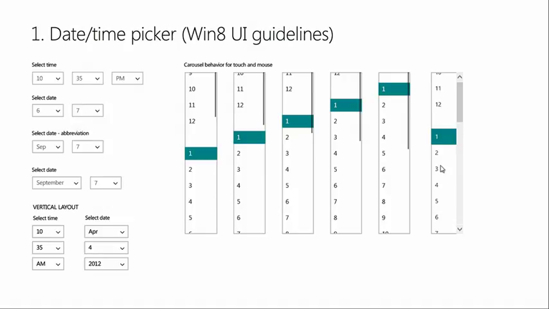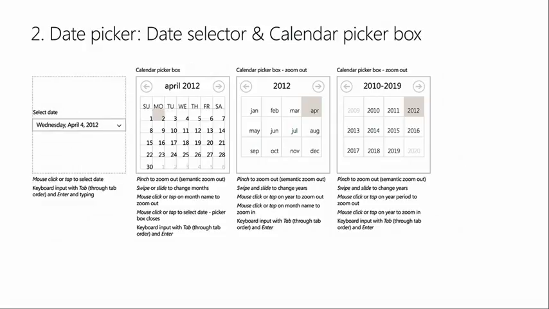Thinking about, what is the carousel behavior between a mouse and touch input? How does that differ? Some other examples of how we looked at the date picker. We start with a select date on the left, and then as the picker is being displayed, do we want to display that as a calendar? Do we want to have it as a small finite control, or do we want to have it as a picker box when they zoom in and out, for example?